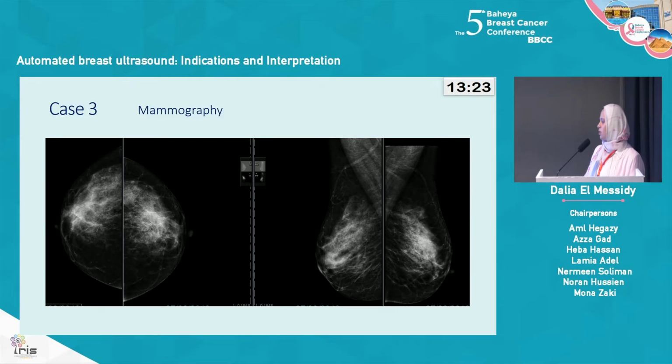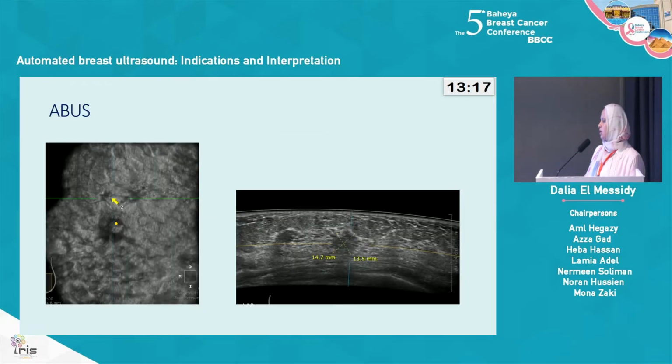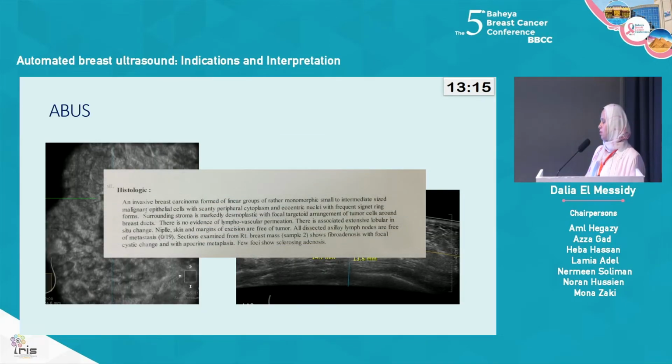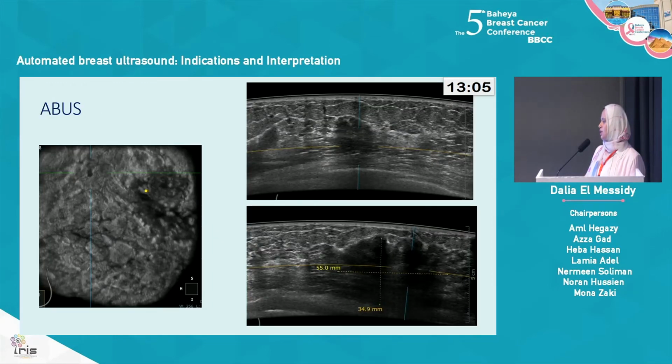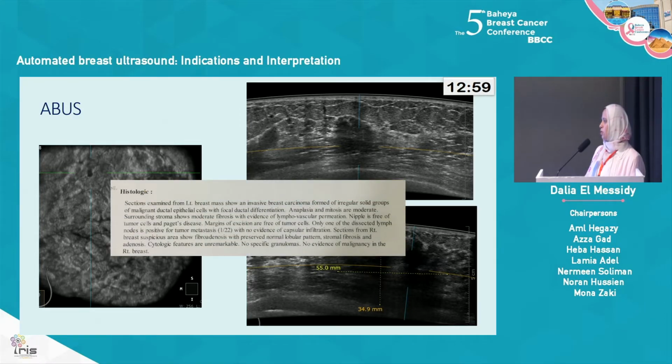This is a case of heterogeneously dense breast showing a left upper outer quadrant irregular focal asymmetry, which was again seen as an irregular hypoechoic mass with surrounding desmoplastic reaction and proved malignant on pathology. This is the last case of a heterogeneously dense breast where automated breast ultrasound could detect this malignant lesion, and that was proved to be malignant on pathology.